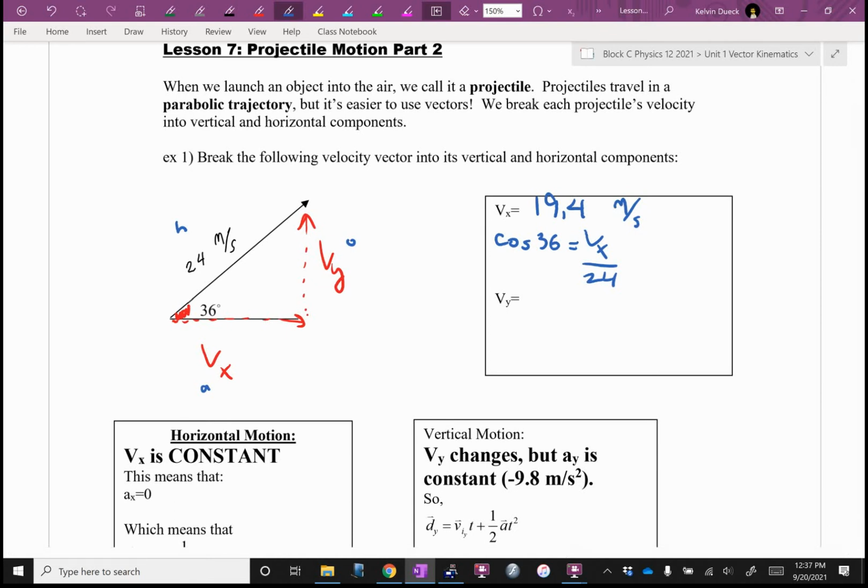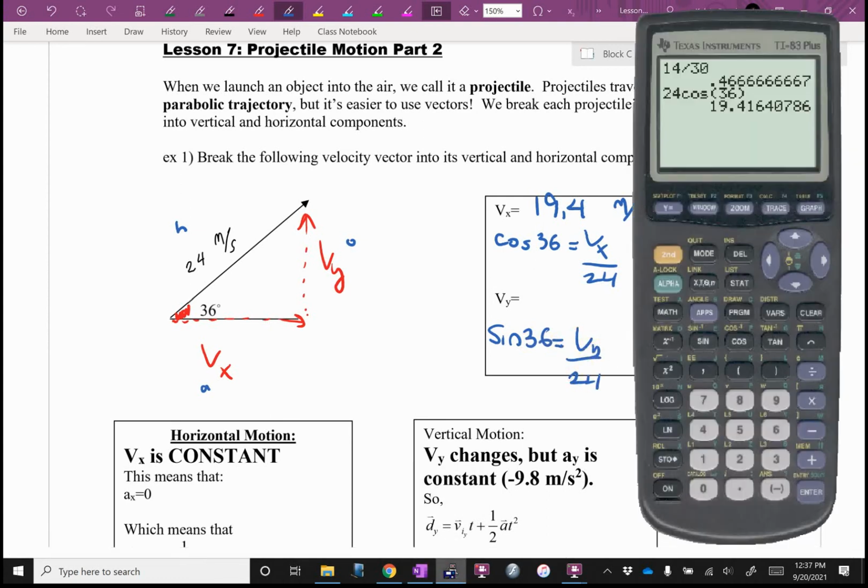Kessler, which trig function is Vy? Sine 36 equals Vy over 24. So Vy is 24 sine 36. Oh, typo. Why don't I just backspace and edit, Mr. Dewick? Then you don't have the typo. And I get 14.1.